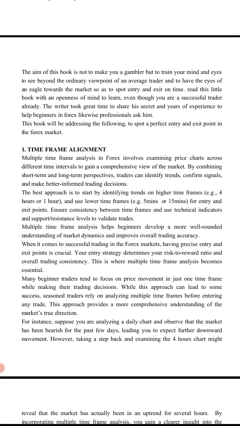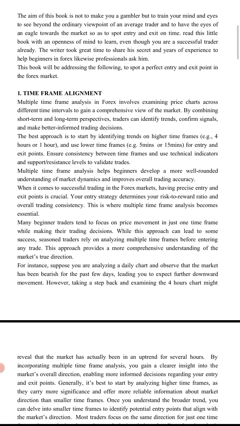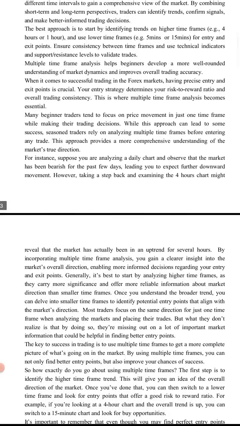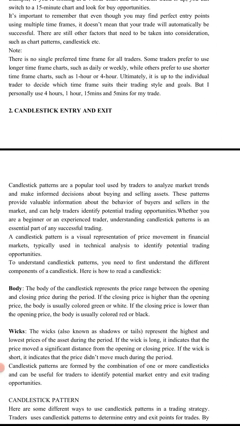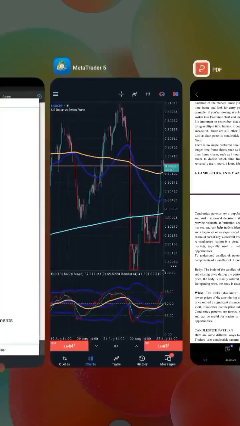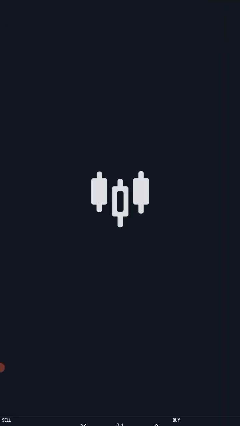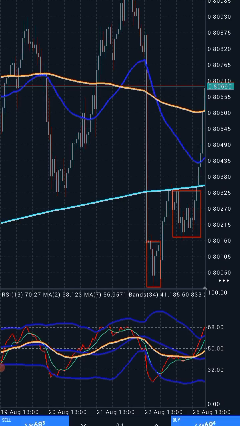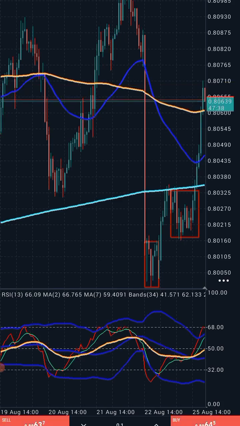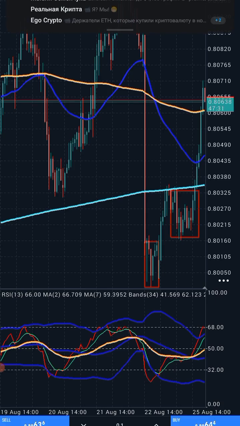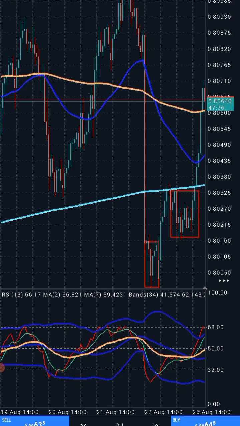Now I just finished talking about time frame alignment. The next one is the candlestick entry and exit. The candlestick is actually the diagram or representation of price in a candlestick pattern, a representation of the movement of the market. That is what we call the candlestick.